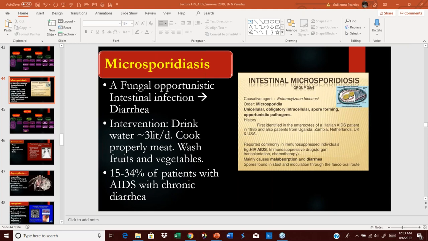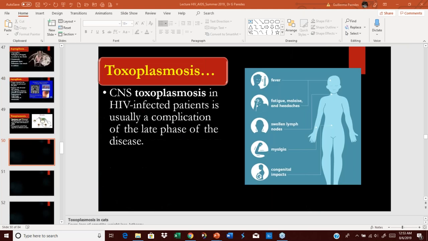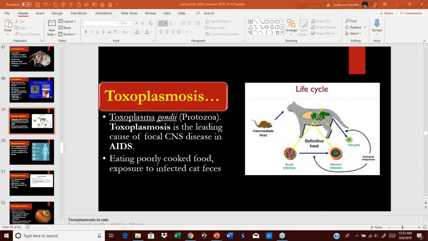We need to talk about toxoplasmosis. Toxoplasmosis is a process that is going to be transmitted by cats, right? So what you need to do as an intervention is prevent the patient from being close to the litter or cleaning the litter of the cat. That is one of the recommendations that you need to tell the patient.